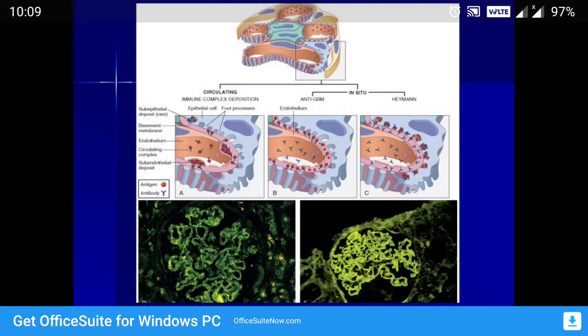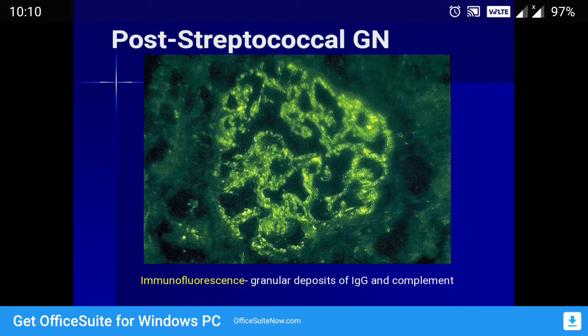So all this glomerulonephritis is due to deposition of antibodies or antigen antibody complexes in the area where there is filtration, where there is filtration in the glomerulus. These antibodies can also be stained using immunofluorescence dyes. So the immunofluorescence technique can also be used to diagnose these disorders. In case of post-streptococcal glomerulonephritis, you will see granular deposits of IgG and complement.